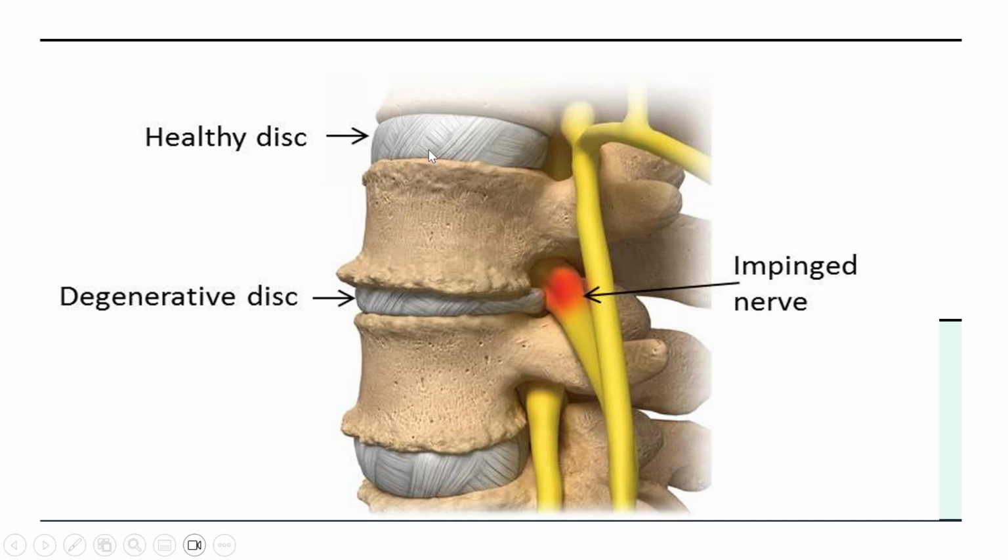This picture shows, in a simple way, when you have a healthy disc. It looks really good and lovely. And then when you have a degenerative disc, which means wear and tear in the disc, as you can see here, the disc has slipped from its normal position and it's touching the nerves, and the nerves here are inflamed and irritated. This condition is called slip disc.